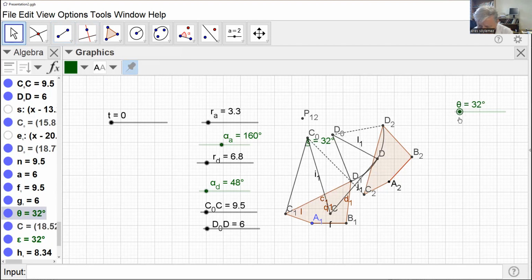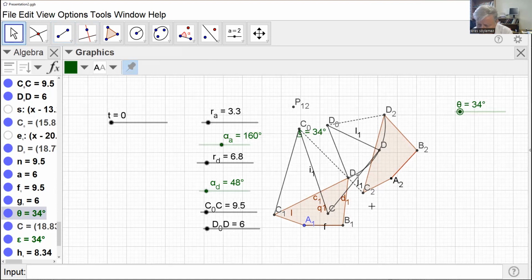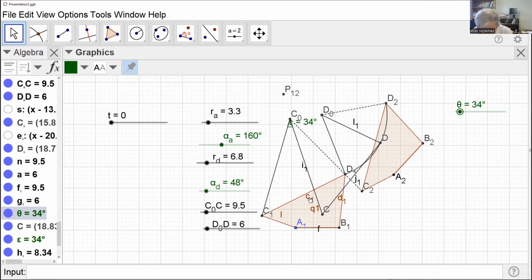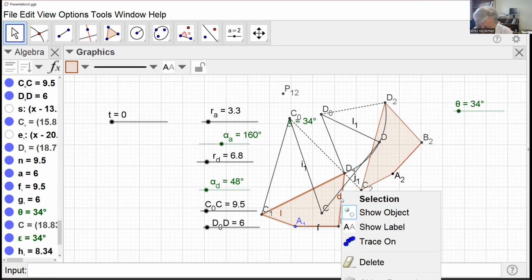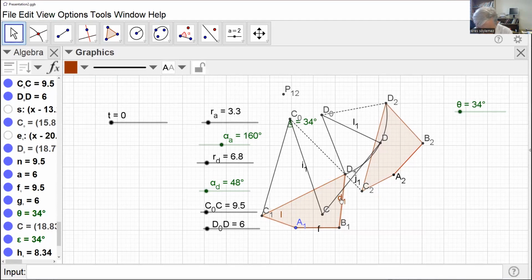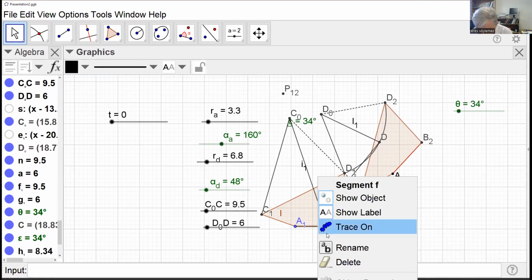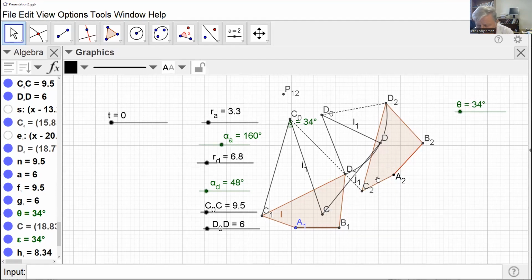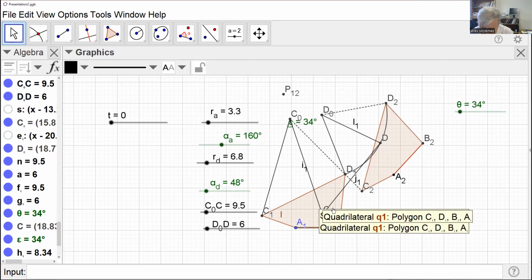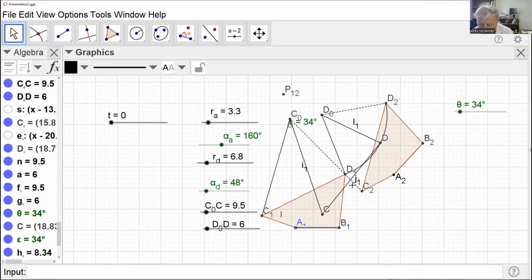like this. If you want to see A1, B1, let me show that as well. It will take some time. Okay, let me hide these. Okay. The first thing I have to do is determine the angle between CD and C1D1 so that I know how much this has rotated.